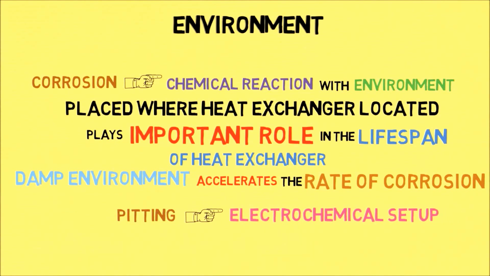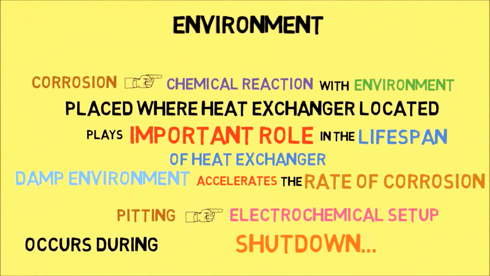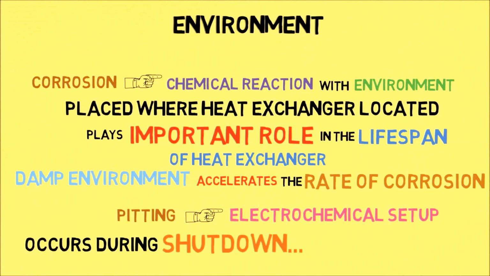It is caused by an electrochemical potential set up by differences in the concentration of oxygen within and outside of the pit. Pitting corrosion occurs during shutdown, when there is no fluid flow and the environment is more suitable for the buildup of the concentration cells.